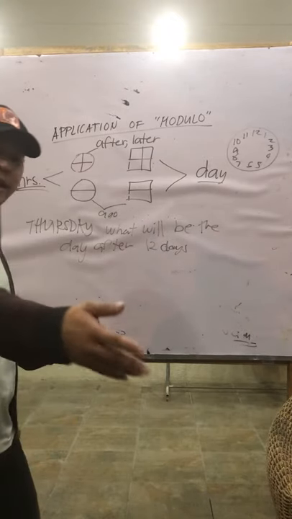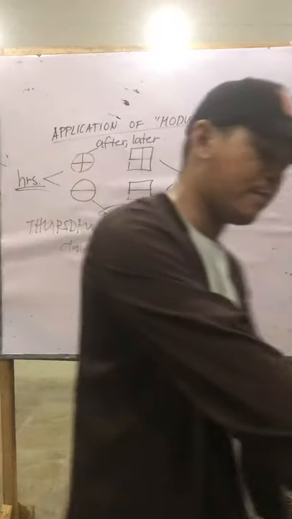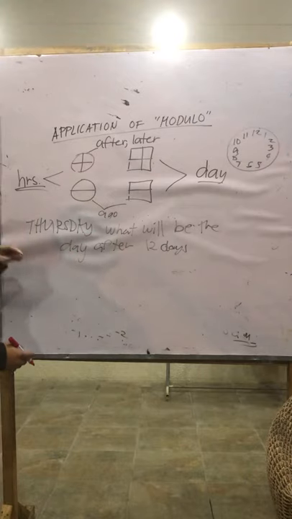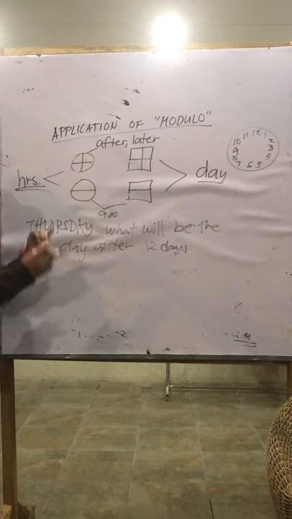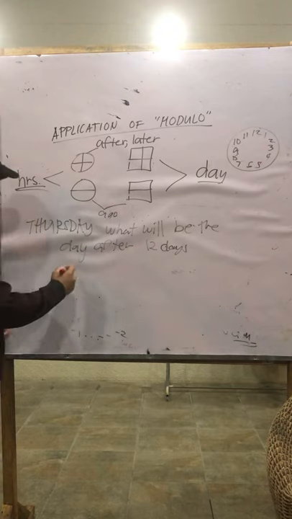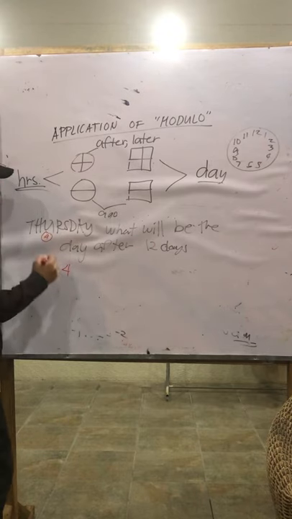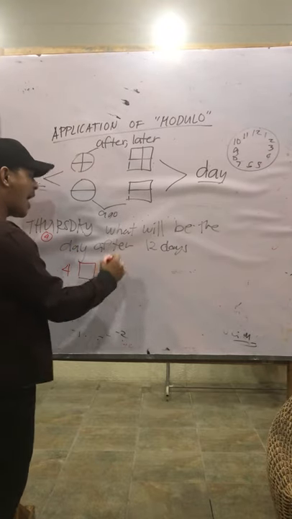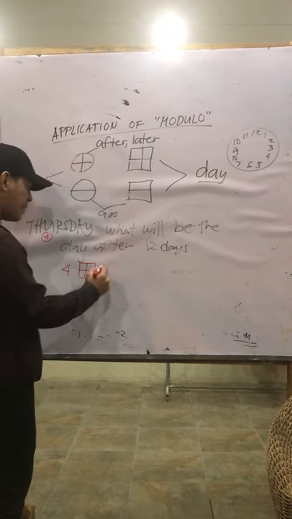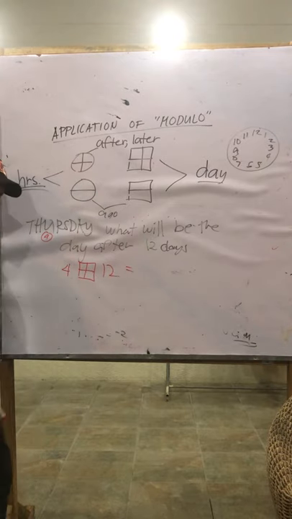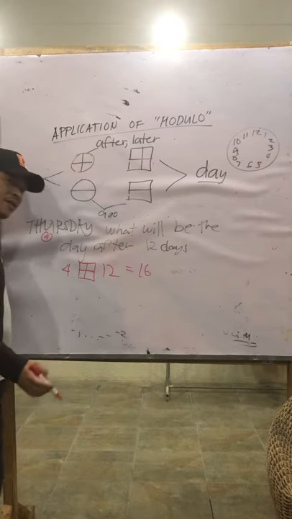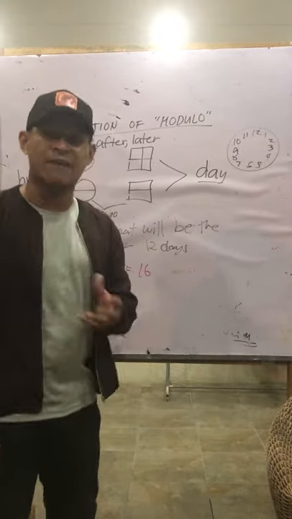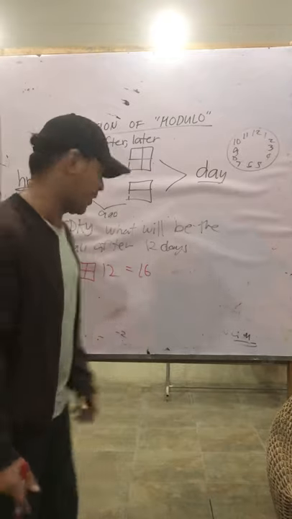Can you see my writing? No, I will get a red marker. Okay. So, Thursday, what will be the day after 12 days? Thursday, Monday, Tuesday, Wednesday, Thursday. We have 4 for Thursday. Then, the day after plus the given days is 12, 4 plus 12 is 16. Then now, our modulus will not be 12. Since we are pertaining to days, the modulus will be 7 because there are 7 days in one week.